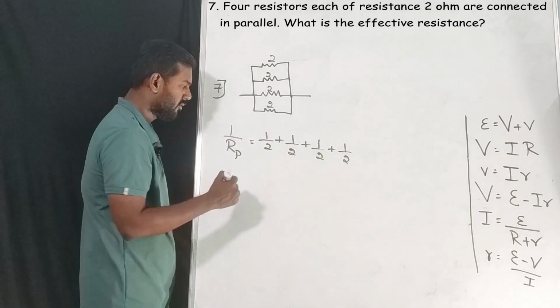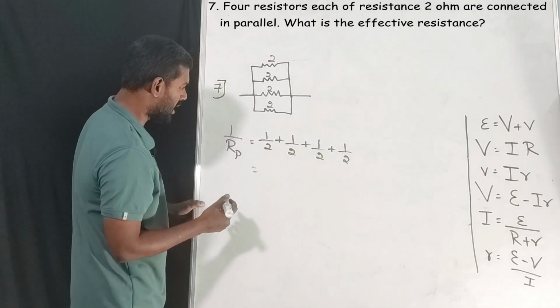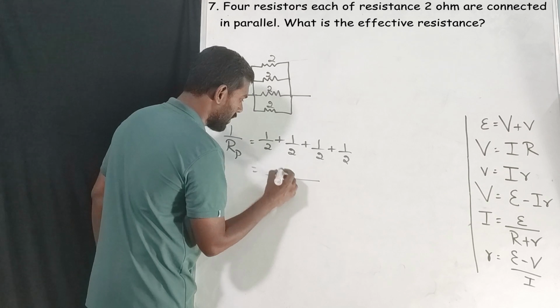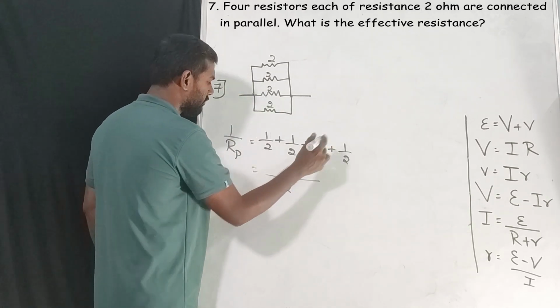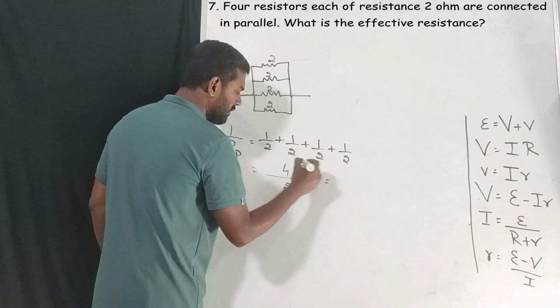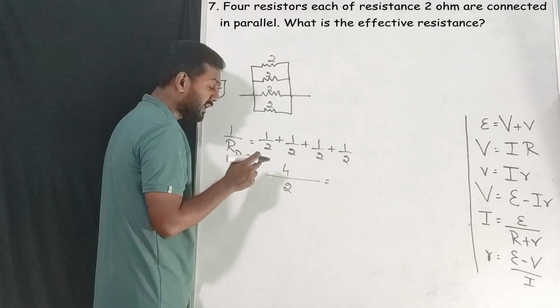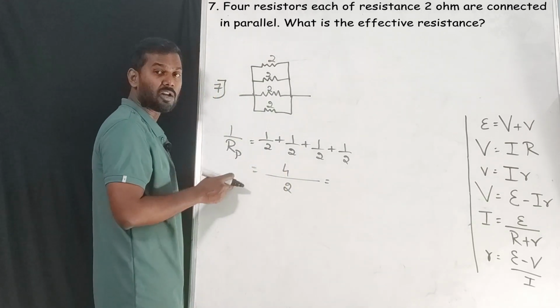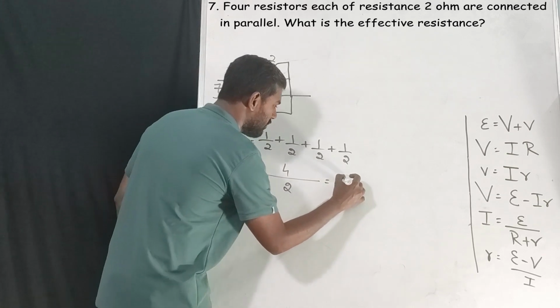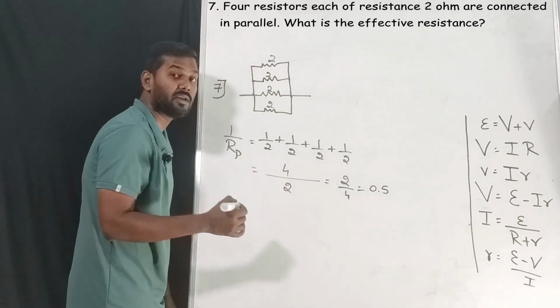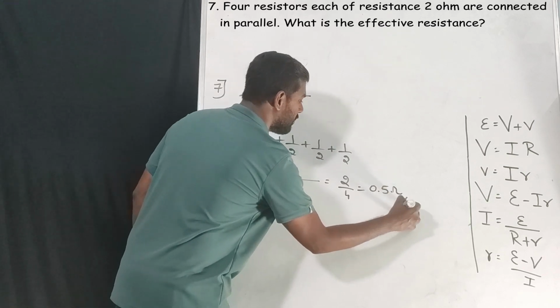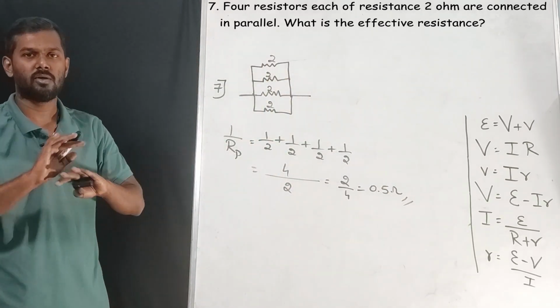Then substitute the values. If the denominators are the same, write the same thing, 1 2 3 4, that is 4. So once you get the answer, take the reciprocal, because it is not Rp, it is 1 by Rp. This will be 2 by 4, that is nothing but 0.5. What are we finding? Resistance. So the answer will be 0.5 ohms.